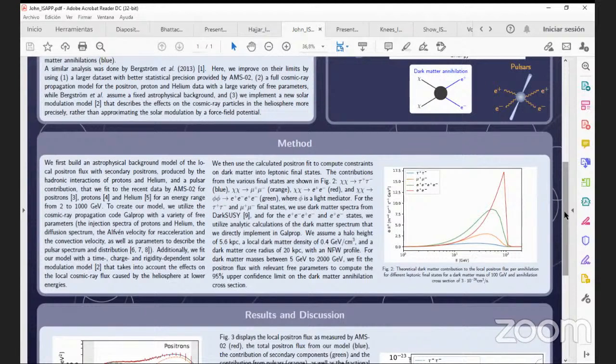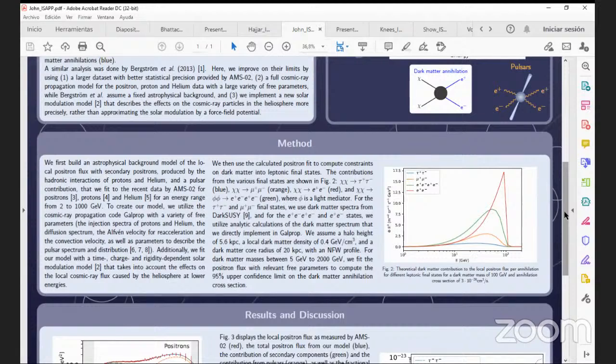into mu plus mu-. Then we have a case where the dark matter first decays into a pair, or annihilates into a pair of 2 light mediators that each decay into an electron-positron pair. So we get in total 2 electron-positron pairs. That's the green line. And then we get the sharpest contribution from just direct annihilation into electron-positrons.